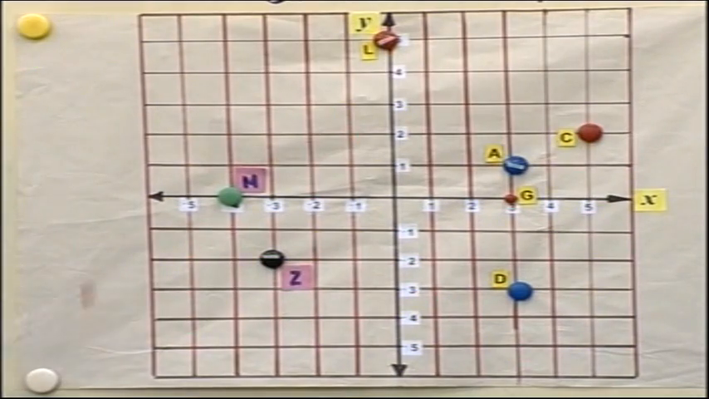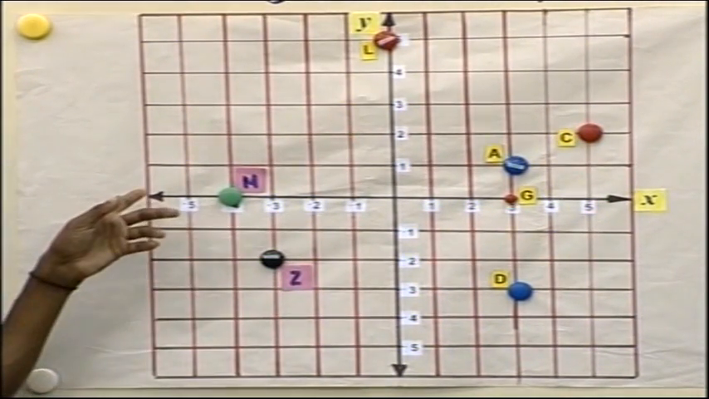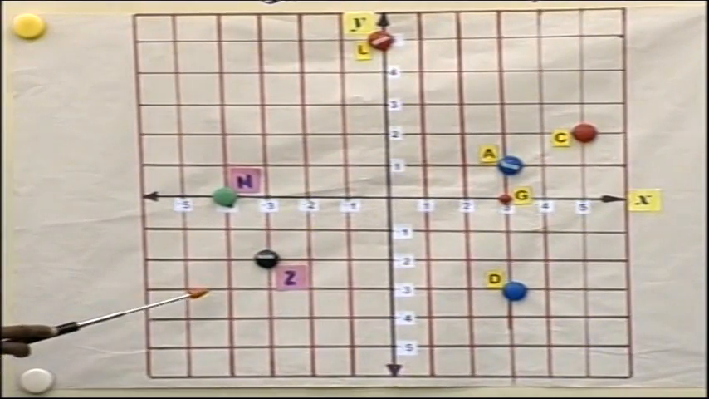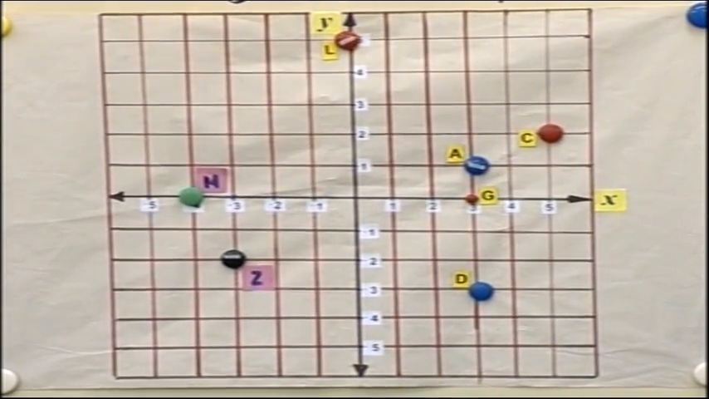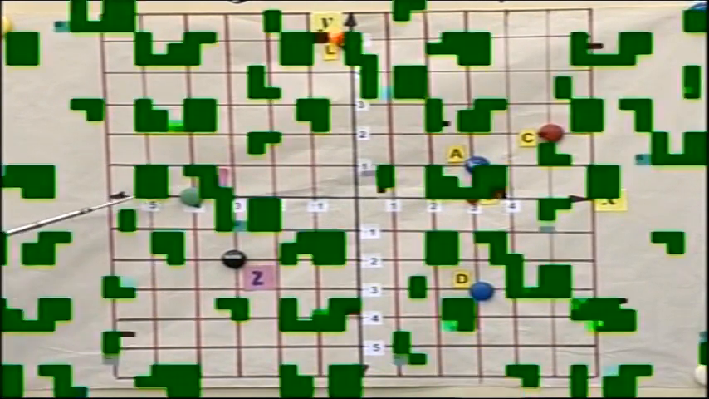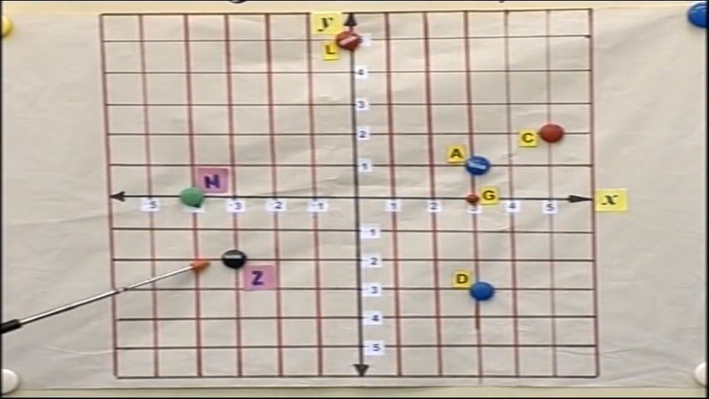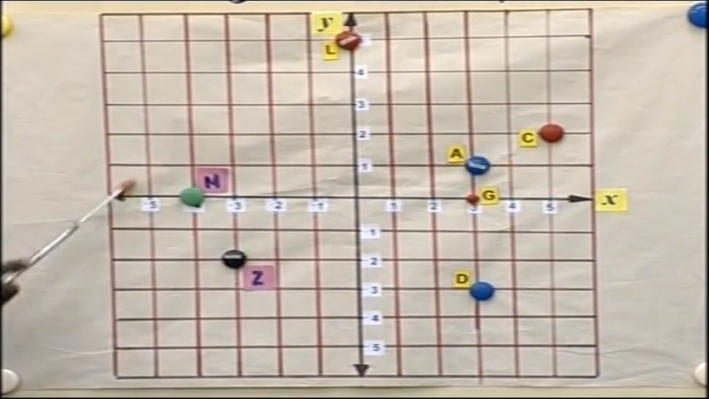Okay, students, we have the points M and Z given there. Point M and point Z here. Now you have to write what are the coordinates of points Z and M on the number plane. And what quadrant is point Z in? That is the second question. And the third question, what axis is point M on?